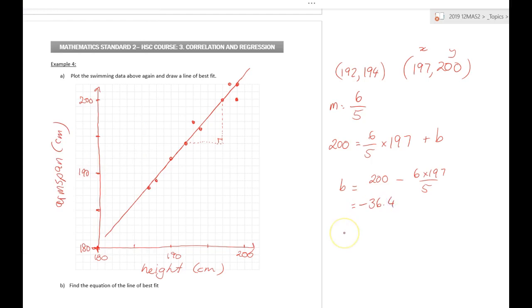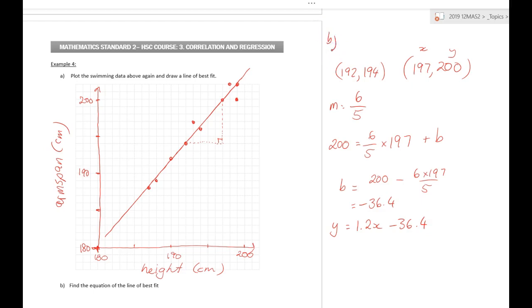Now this tells me that y equals, 6 over 5 is 1.2, so 1.2x minus 36.4. That is my equation of the line, that's b here. So let's just go over that. How did we do it?